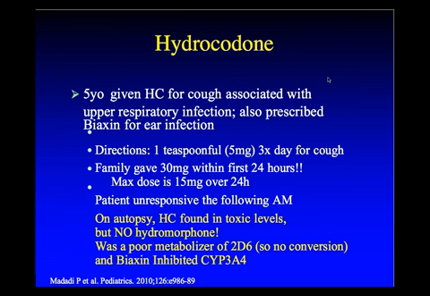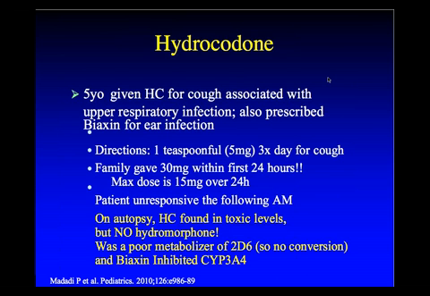The parents were instructed to give 1 teaspoonful, 5 milligrams, 3 times a day for cough. The family actually gave 30 milligrams, which is twice the dose that is recommended for a 5-year-old patient. So they gave twice the dose, 30 milligrams in 24 hours. The patient was unresponsive the following day. Unfortunately, this patient died, and on autopsy, they found hydrocodone in very toxic levels, but they didn't find any hydromorphone.